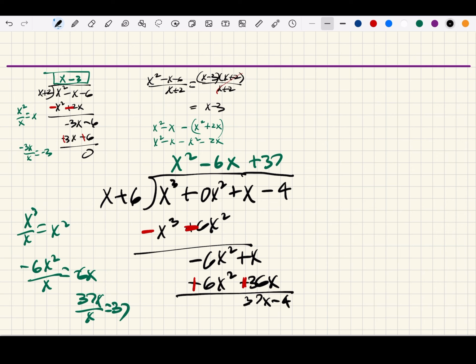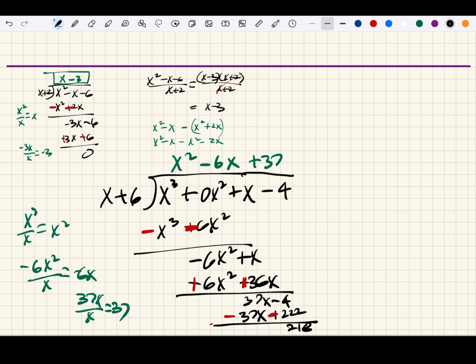Multiply it out. I have 37x. 180 and 42, is that 222? So plus 222. Change the signs. Add: 218. Well, x doesn't go into 218, so that's my remainder.